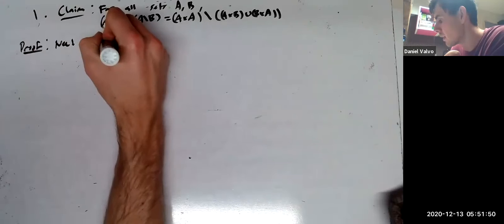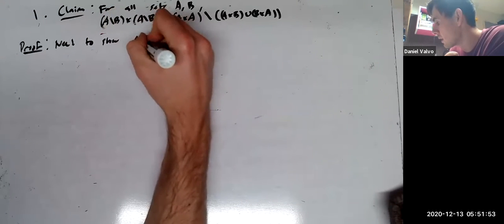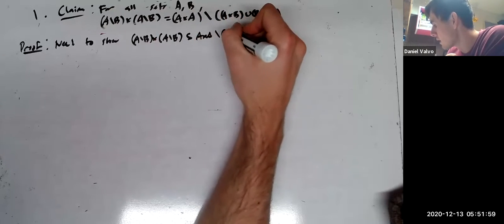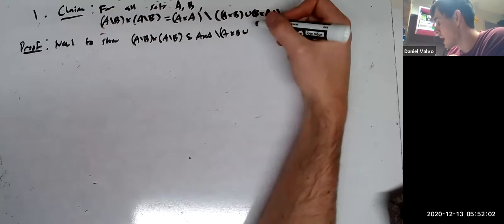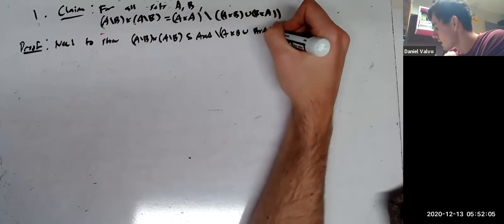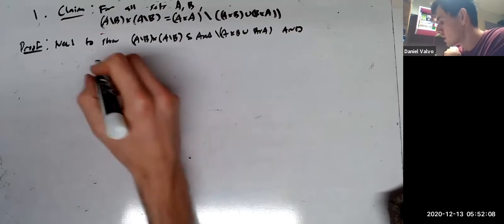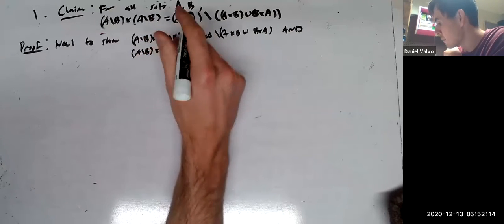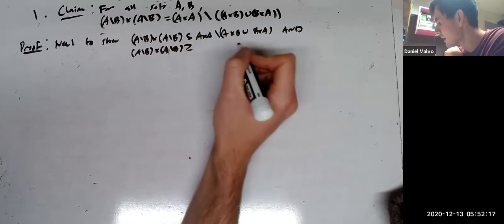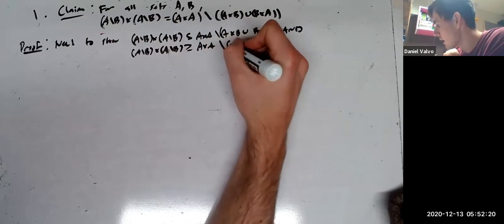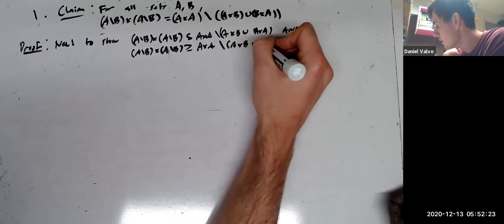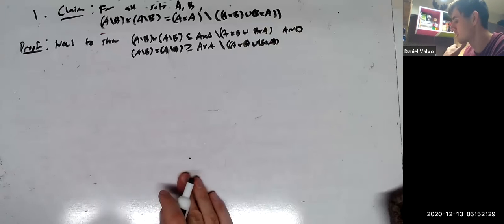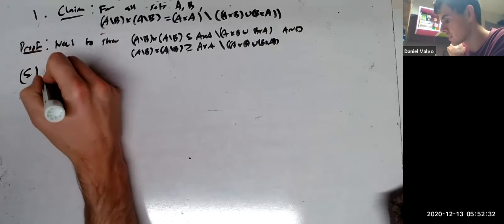I'll say we need to show that A not B cross A not B is a subset of A cross A not including A cross B union B cross A. And we need to show that, in the other way, A cross A not A cross B union B cross A contains A not B cross A not B. All right, so let's do the first direction first.